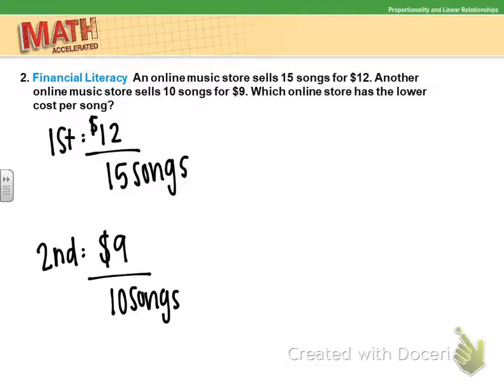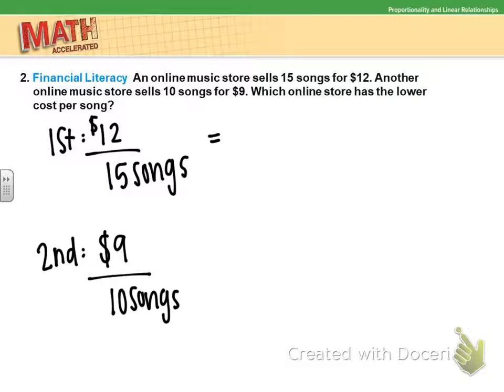So 12 divided by 15, somebody tell me real quick. I'm trying to get it right now. You just said what he said. No, I actually did do it.